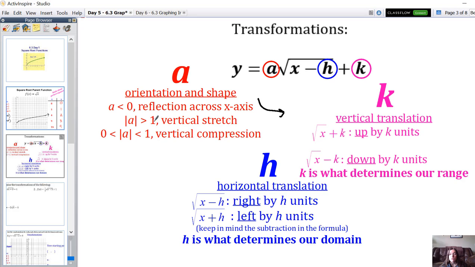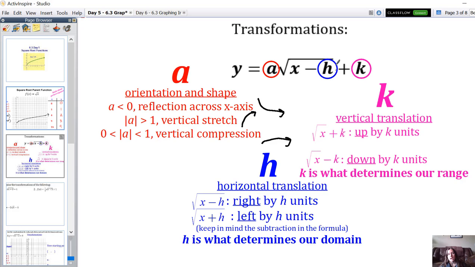If the absolute value of A is greater than 1, meaning it's not a fraction that's less than 1, it can be a whole number or a fraction that's bigger than 1, we're going to have a vertical stretch that's going to make it go up really, really quickly. Or if we have a fraction that's between 0 and 1, it's going to be a vertical compression, which means it's going to start to flatten out even quicker than the original.